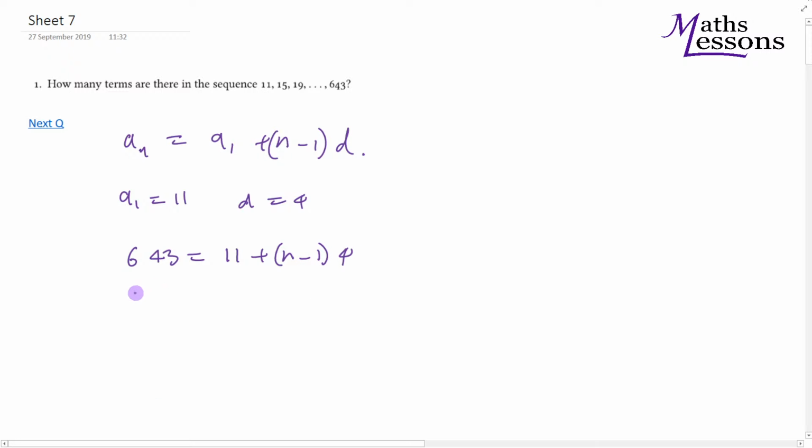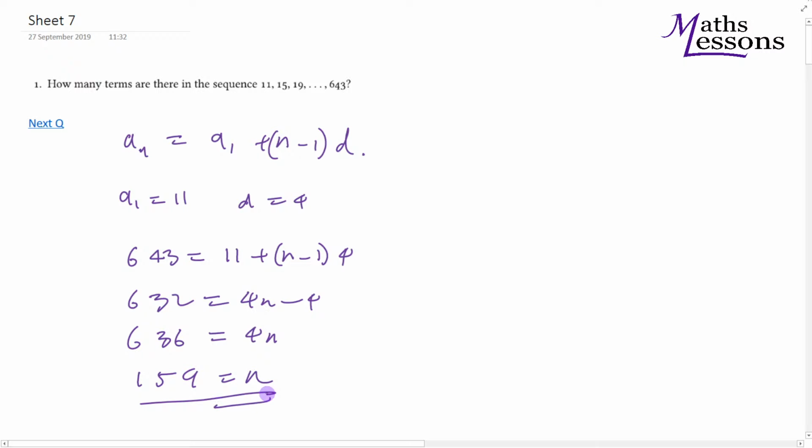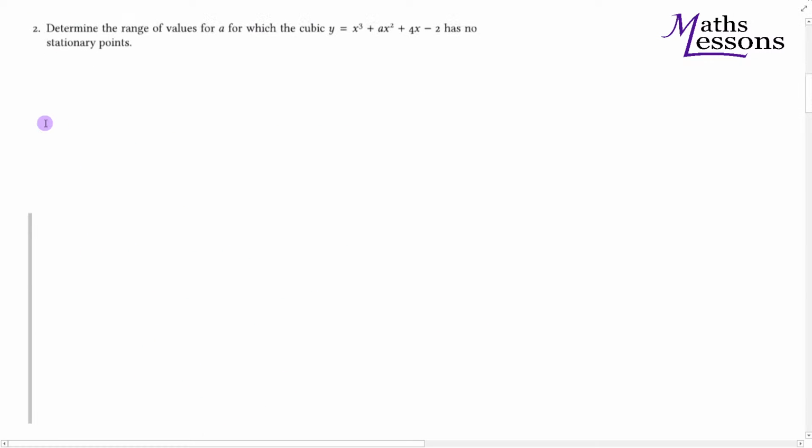So what we get is 632, if we take 11 off both sides, equals 4n minus 4. Add 4 to both sides, we get 636 is equal to 4n. Divide both sides by 4, and what do we get? We get 159 for our final answer. So let's go and look at the next question.